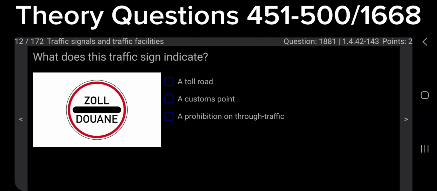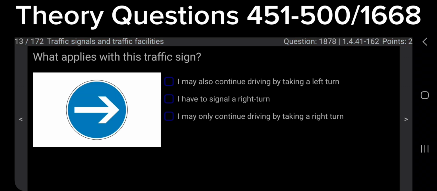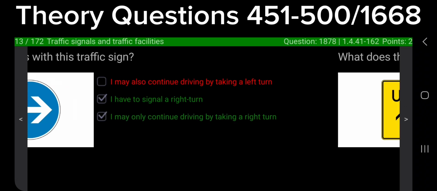What does this traffic sign indicate? A toll road. A customs point. A prohibition on through traffic. What applies with this traffic sign? I may also continue driving by taking a left turn. I have to signal a right turn. I may only continue driving by taking a right turn.